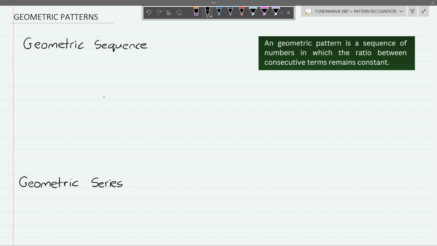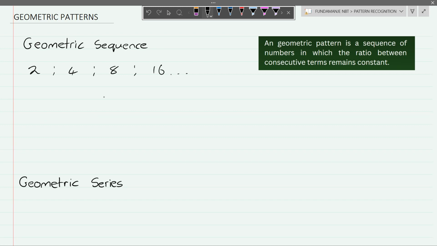So, firstly, we want to take a look at geometric sequences. A geometric pattern is a sequence of numbers in which the ratio between the consecutive terms remains constant. If you've just come from watching the videos on arithmetic patterns, then you know consecutive means one after the other. So, this is a pattern such as 2, 4, 8, 16, and so forth.